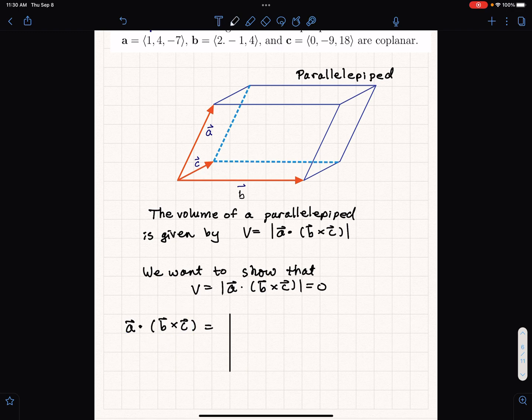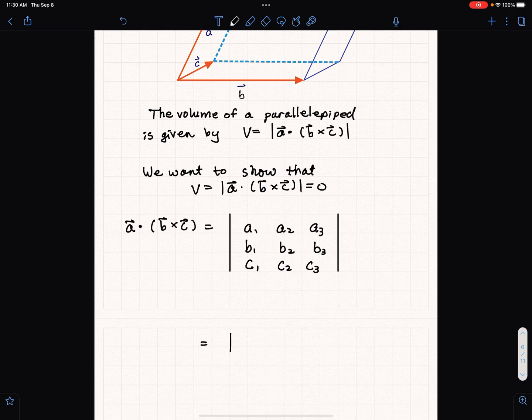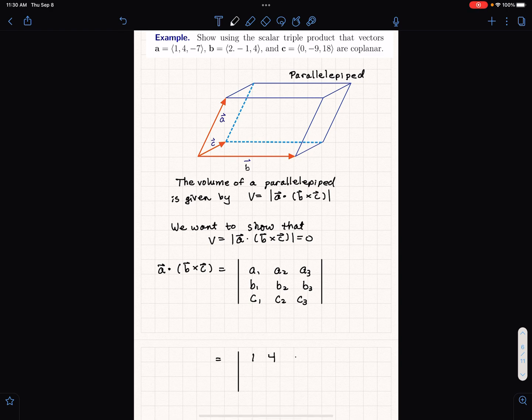We showed that this is the same thing as finding the determinant of the matrix that consists of the vectors A, B, and C as rows. So that can be shown. And in this particular case, I need to look up ahead and see what A is. A is 1, 4, negative 7. B is 2, negative 1, 4. And C is 0, negative 9, 18. So apparently in this particular problem, this determinant will equal 0.